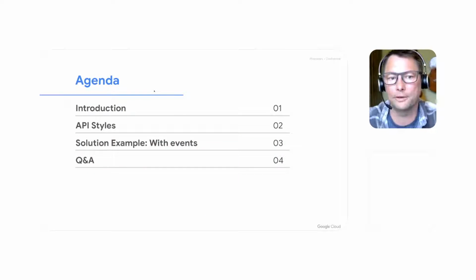So I've seen certain trends come and go. So we're going to talk about those different trends and styles, and I'll even give a solution example later, and then hopefully we'll have some good Q&A. So again, introduction, API styles, solution example, and the Q&A to follow up at the end.